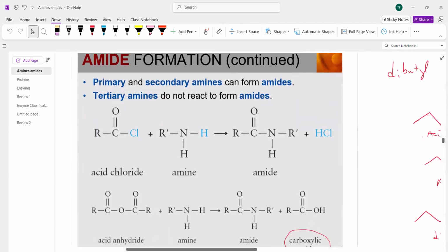Okay, so primary amines have 2 hydrogens. Secondary amines have 1 hydrogen. And a hydrogen is required to form the amide. If there are no hydrogens, an amide cannot form. That's why tertiary amines have 0 hydrogens. Hence, they can't form an amide.